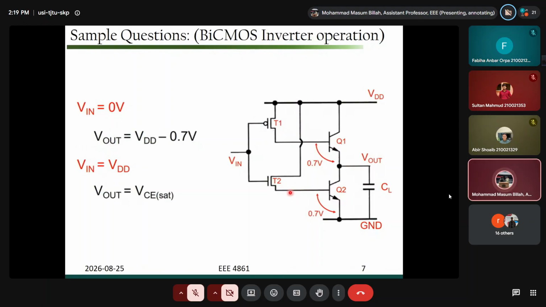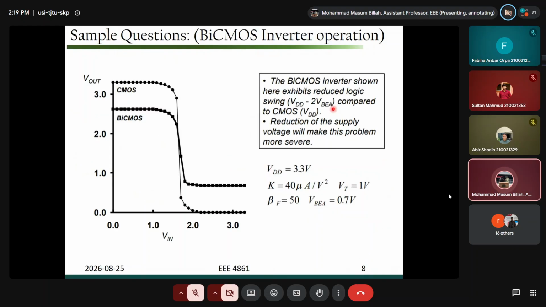Things are given in the lecture notes, but the questions are conceptual. So you have to understand why there should be some voltage drop across the Q1 transistor. Q1 is a BJT transistor, Q2 is a BJT transistor, and T1 and T2 are the MOSFET transistors. So this is completely the CMOS part, and this part is the BJT part, right? You need to know the operation of these particular circuits. One question could be like this.